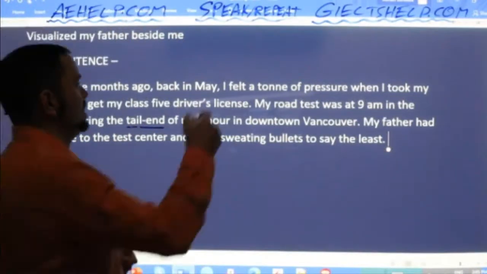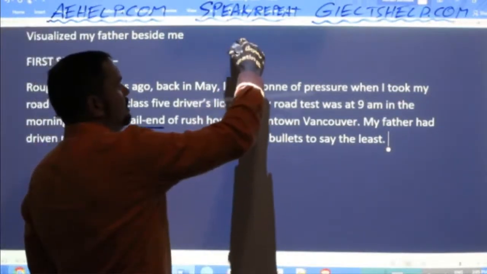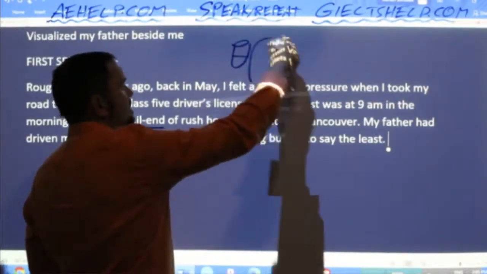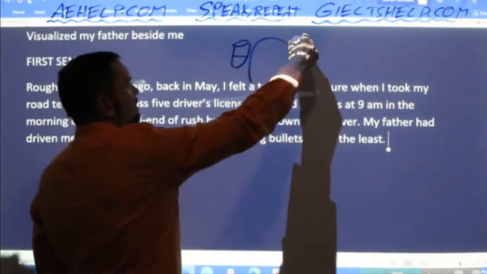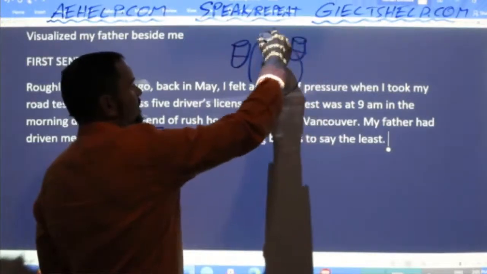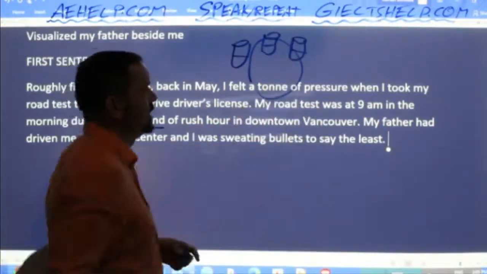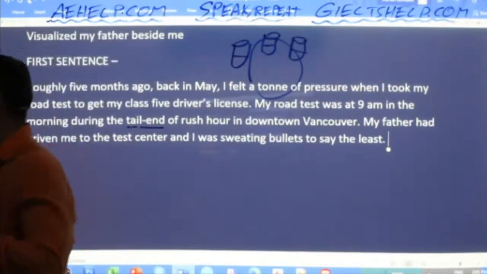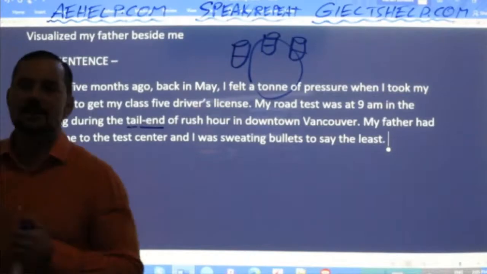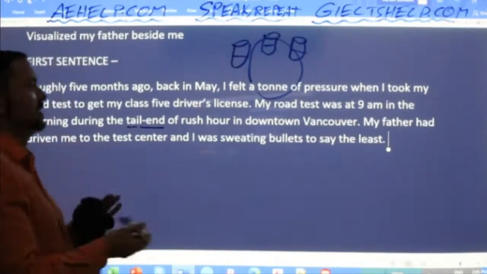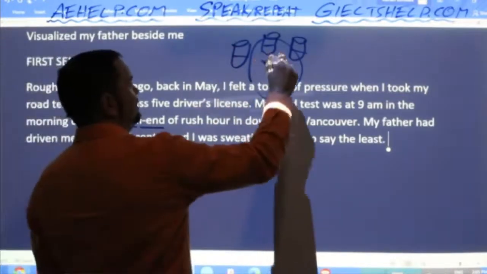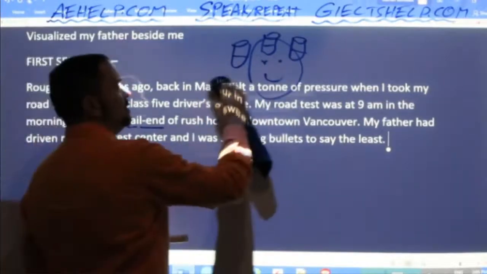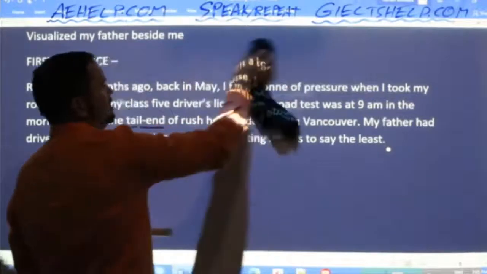Of course, everybody knows what a bullet looks like, and you can just imagine a bullet sweating off of somebody's head. Like that. They're very, very nervous. When you're sweating bullets, it means that you're extremely nervous. You have very large beads of sweat coming off of your head. That's supposed to be a head, by the way. Like that. Okay? All right. So you're sweating bullets. Probably not smiling that much.